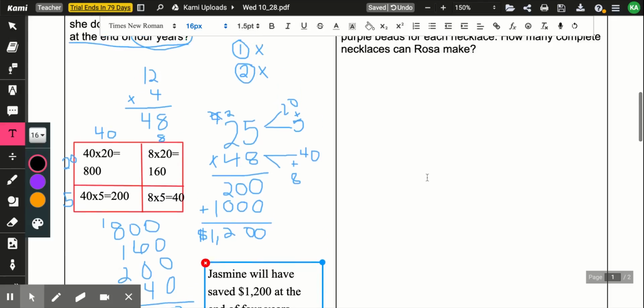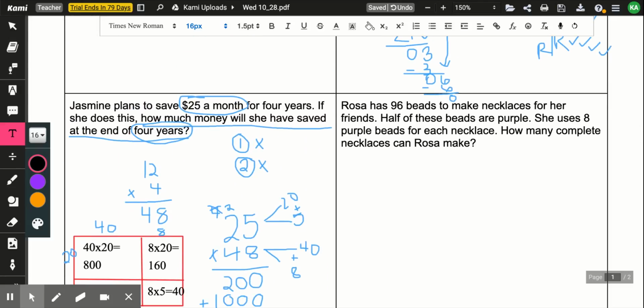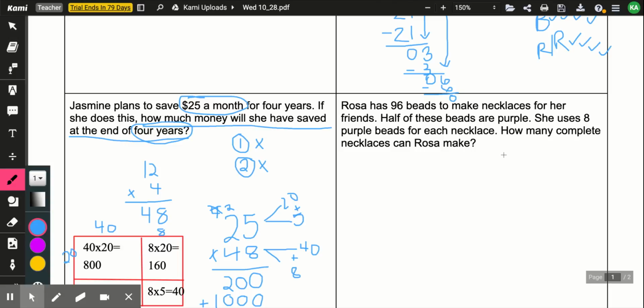Okay, one more problem to do. Rosa has 96 beads to make necklaces for her friends. Half of these beads are purple. She uses 8 purple beads for each necklace. How many necklaces can Rosa make? Okay, again, we have a multi-step word problem. What do you think is our first step?